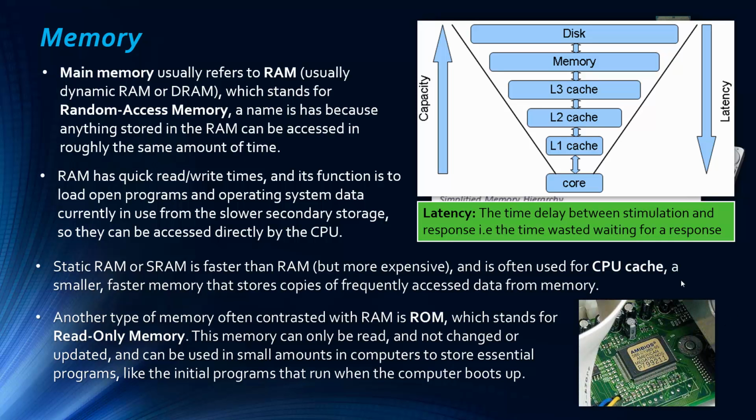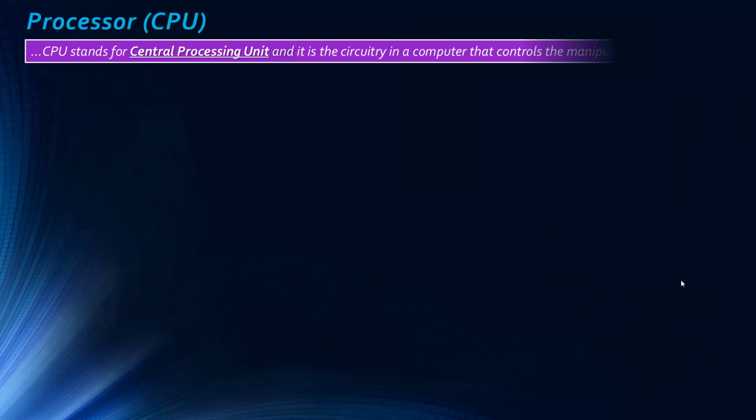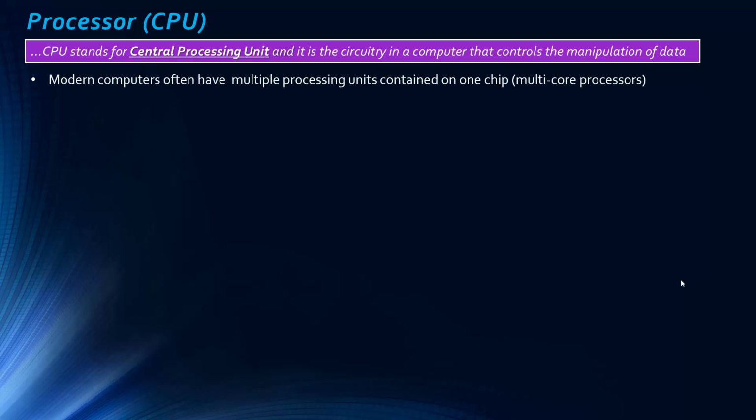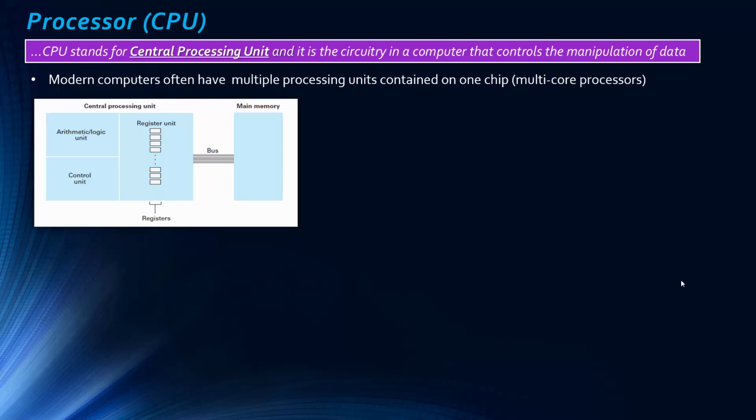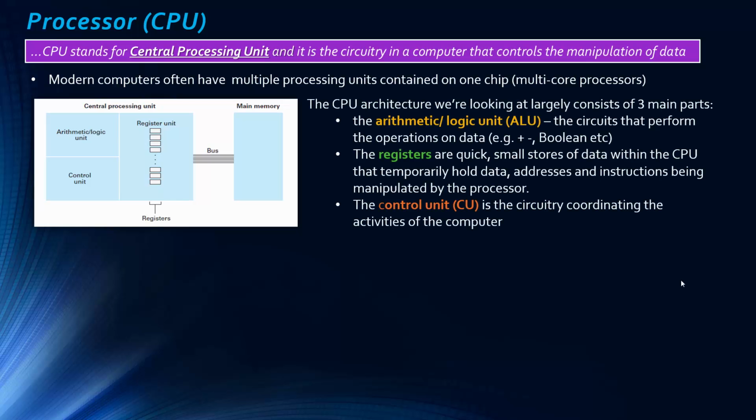Okay, let's move on to look at the CPU, which is the actual main topic. So CPU stands for Central Processing Unit, and it's the circuitry in a computer that controls the manipulation of data. So the purpose or function of the CPU is to process data. Often we have multiple processing units contained on one chip, and that's called a multi-core processor. We're only looking at a simple model, one architecture of a CPU, so this would be just one core effectively. And so we're looking at 3 units in our study of the CPU.